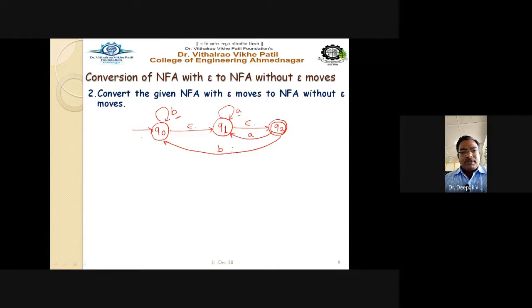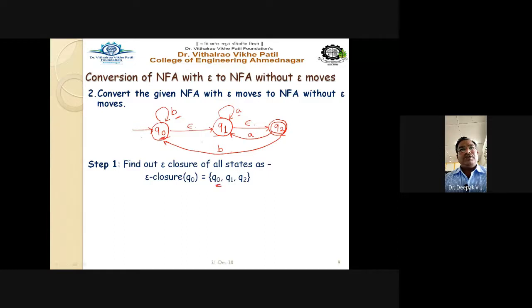What is our first step? The first step is to find the epsilon closure for all the states. How many states are there? Q0, Q1, Q2. E closure of Q0 is Q0 itself, then on epsilon it goes to Q1, and Q1 also on epsilon goes to Q2. That's why E closure of Q0 is Q0, Q1 and Q2. Remember this point. E closure of Q1 is the state itself and Q2. E closure of Q2 is Q2 itself, because there is no epsilon transition on Q2.